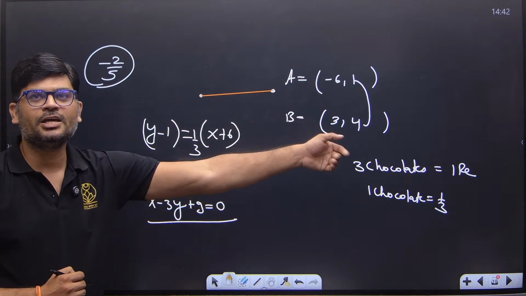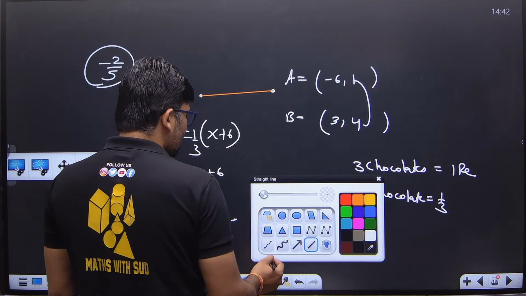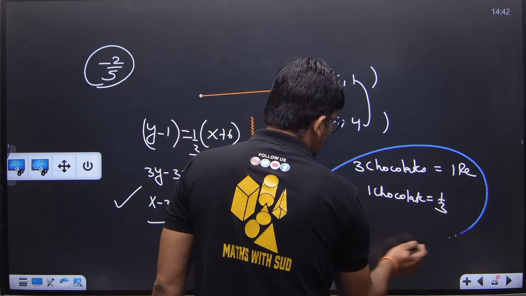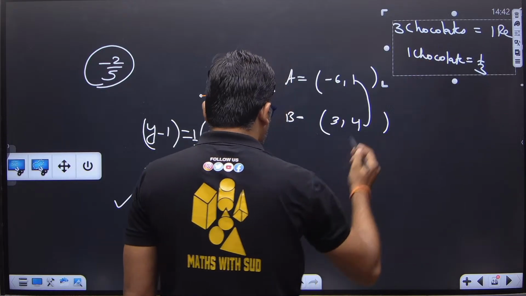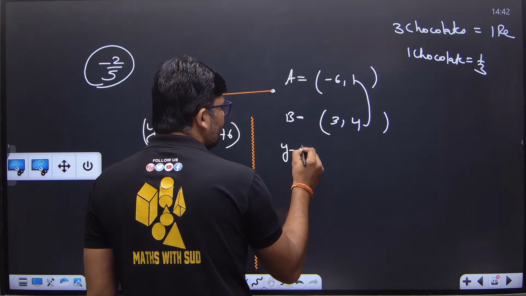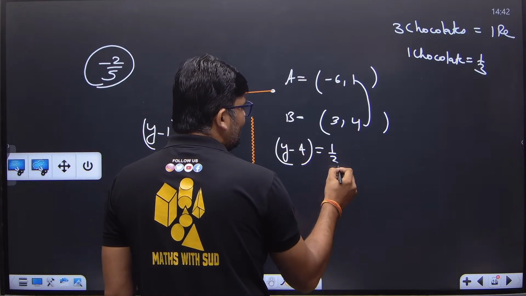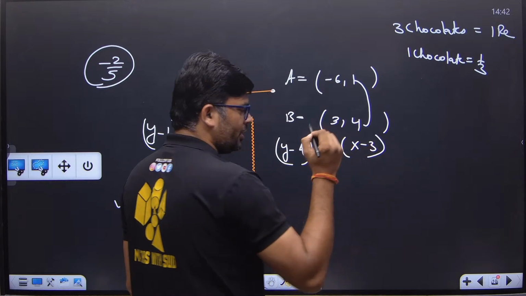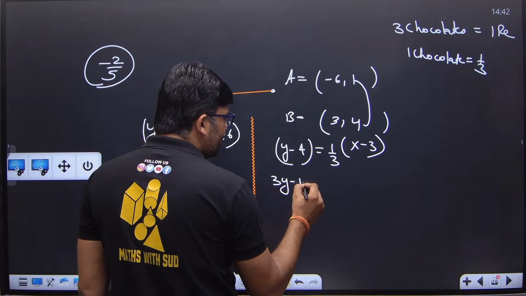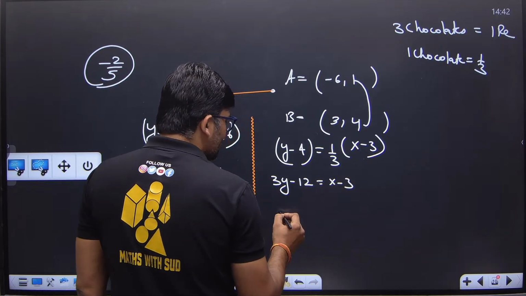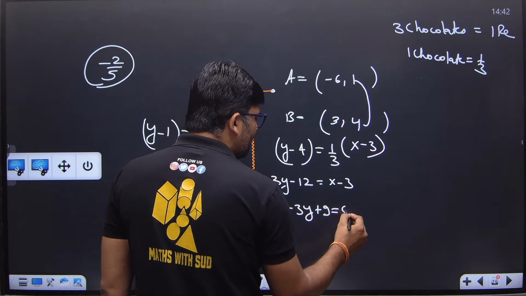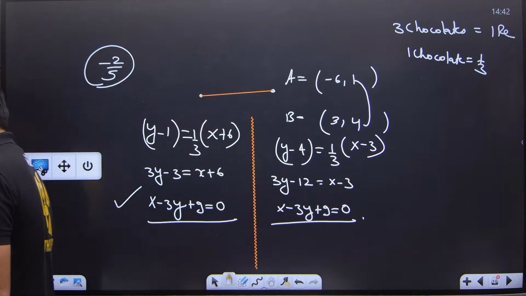Now let us find the equation of a line from the second point. You might be thinking, sir, with the second point, am I going to get the same equation? Of course, we are going to get the same equation because the slope is found from those 2 points only. So we will write y minus 4 is equal to 1 by 3 times x minus 3. So this will become 3y minus 12 is equal to x minus 3. If I take everything on the other side, it will become x minus 3y plus 9 is equal to 0 again.